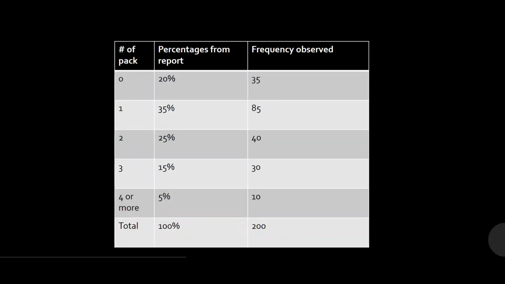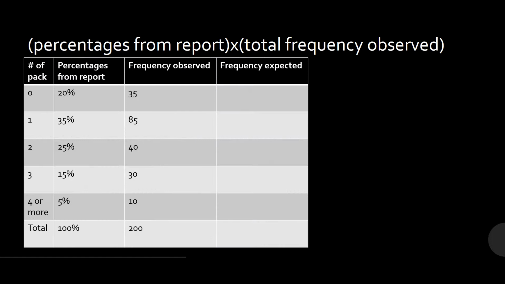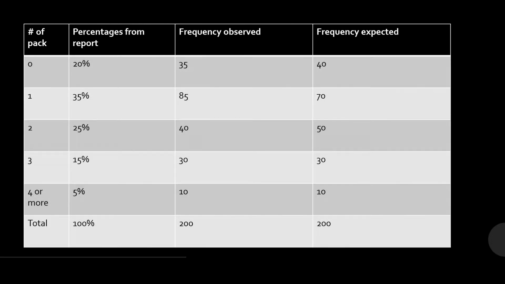Based on the information from the example, we can set up the following table. The table shows figures pulled from the report and figures pulled from the survey, and how they are related to the number of packs of instant noodles. To find the expected frequencies, we must multiply each of the percentages from the report by the total frequency observed. After doing so, we can fill in the frequency expected column.